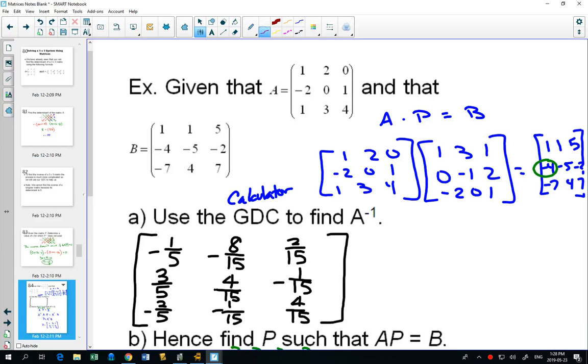Let's check this 4 right there. Can you see that that's in row 3, column 2? So if I wanted to check it, I would have to take row 3, column 2. Something doesn't look right, does it? Row 3, column 2, 1, 3, 4. That should be 0. But it says 4. What went wrong?